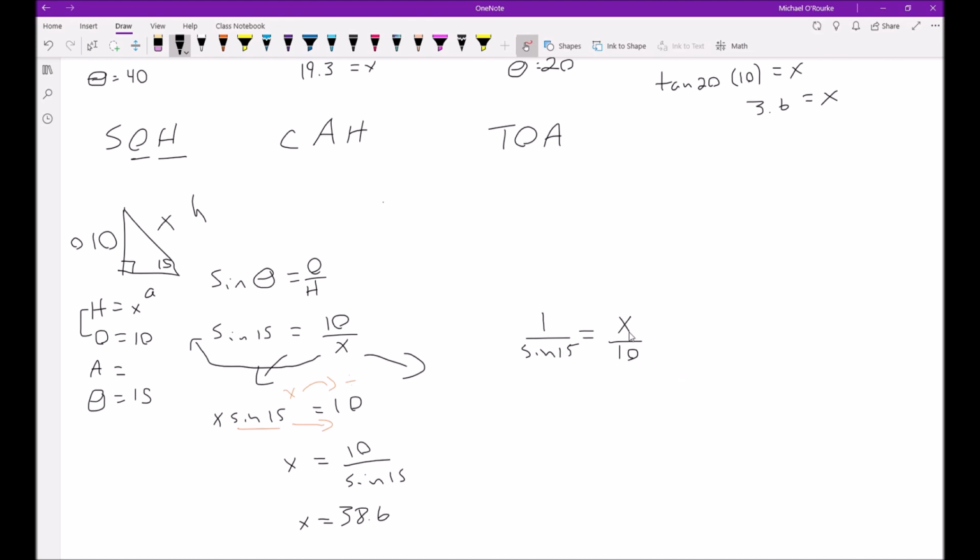Then I'm in the same place where I have the 10 on the bottom as a divide, so I need to bring it over. So it's going to become a multiply. And in this case, 10 times 1 is just 10. So we end up in the same place as this one here.